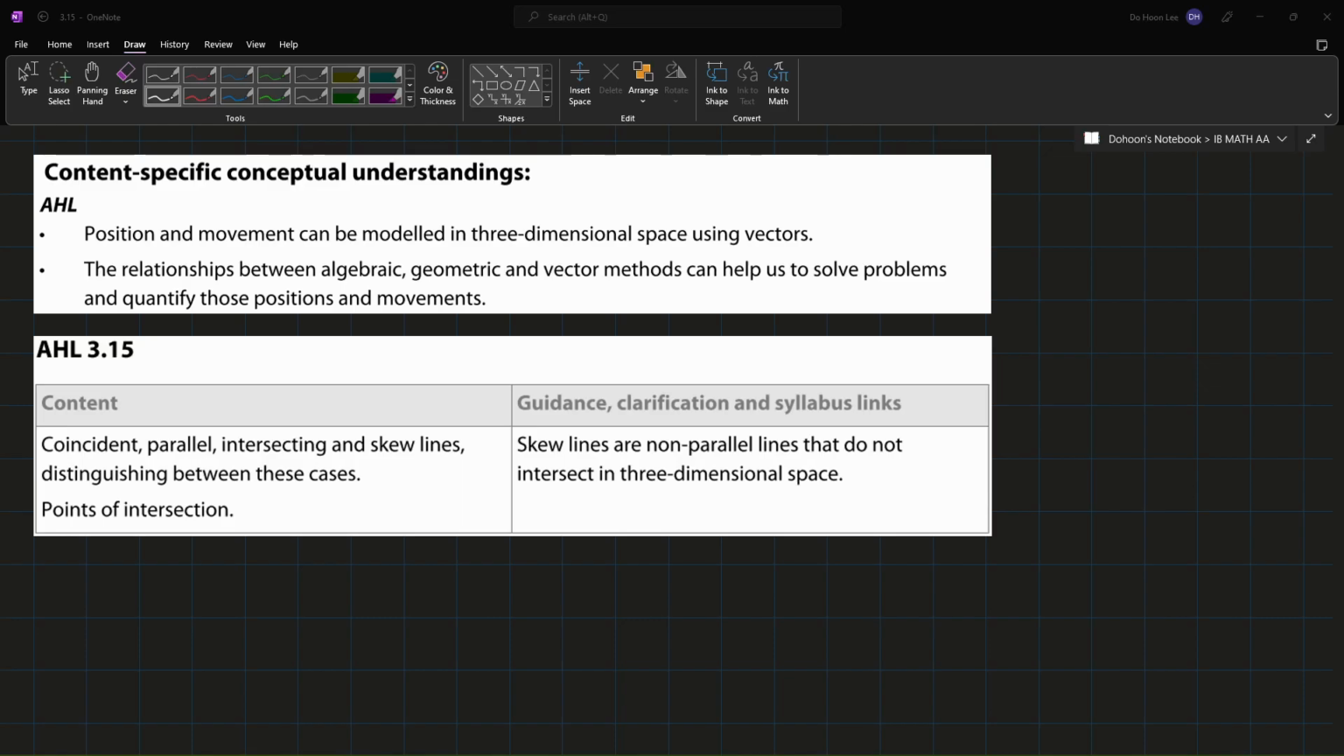Hello everyone. This video will be on the 3.15 section of the IB AA curriculum. Please pause the video for a second to look at the concepts and contents for this section. There are no formulae. One sentence that summarizes this section is, two lines can be related in multiple ways.